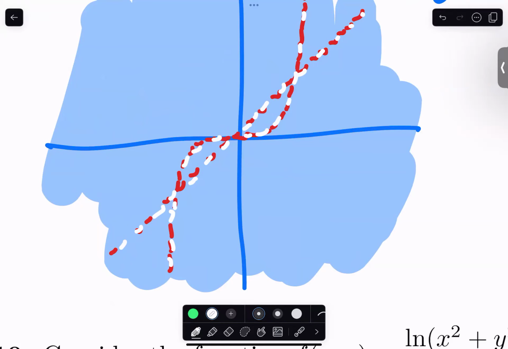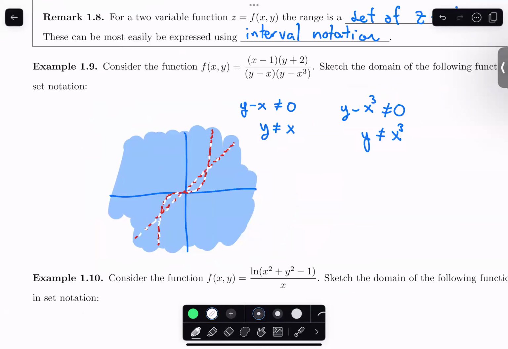All right. So that's what the domain for this one looks like. If you wanted to express this in set notation, you would say the domain, maybe I'll call it D, is the set of points. And the first thing in set notation, you have to describe kind of what the points look like. So they, again, are going to be X, Y ordered pairs.